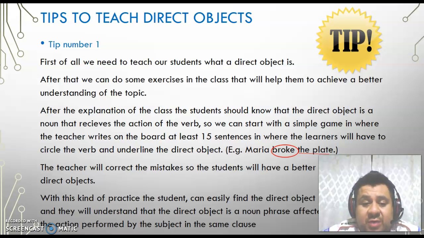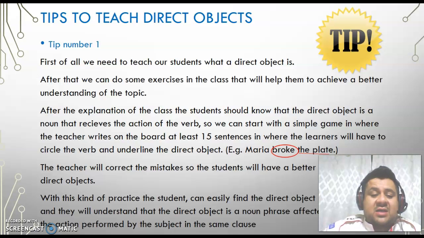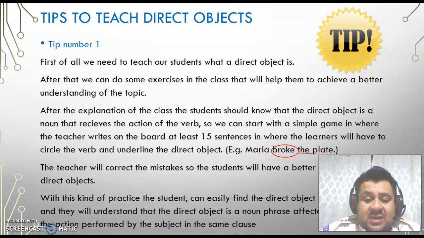The teacher will correct the mistakes so the students will have a better understanding of direct objects. With this kind of practice, the students can easily find the direct object by practicing, and they will understand that the direct object is a noun phrase affected directly by the action performed by the subject in the same clause.